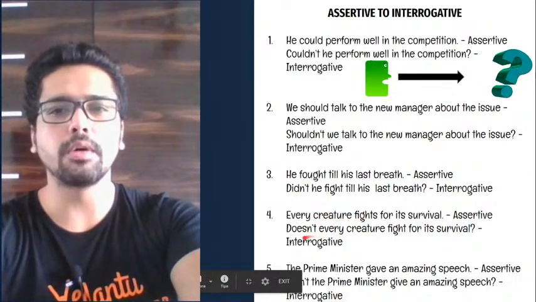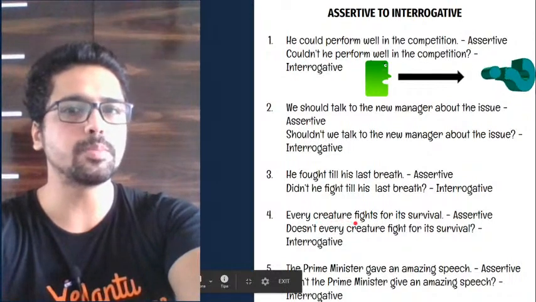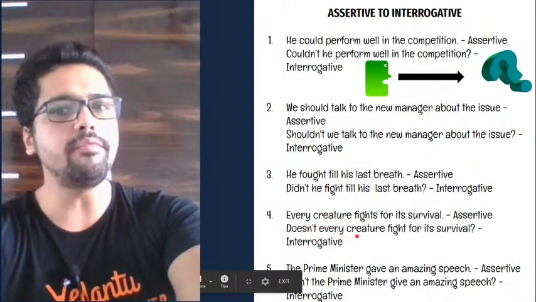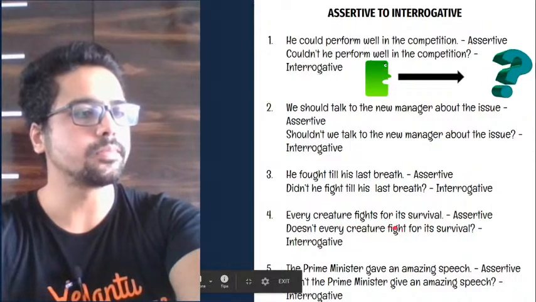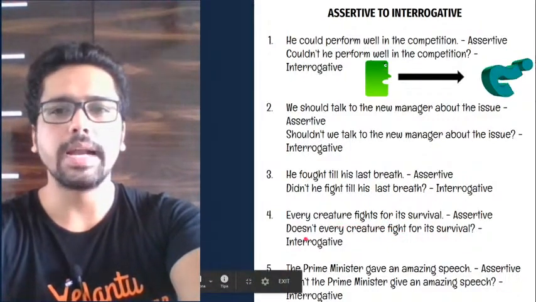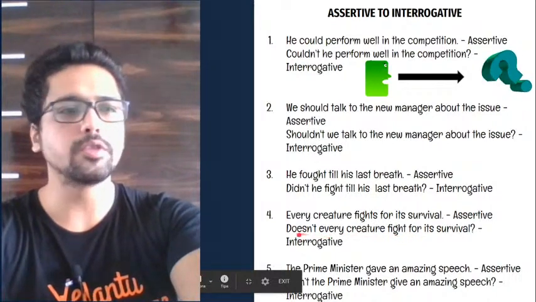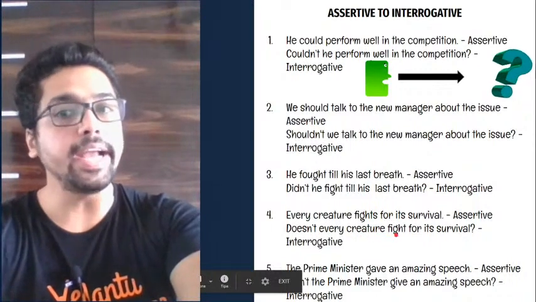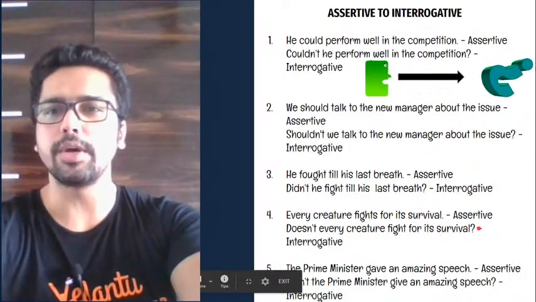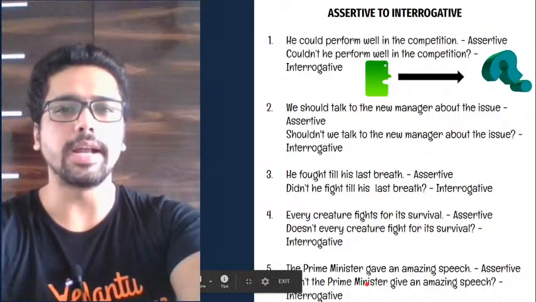So here we are using the auxiliary verb doesn't, because this is present tense. So doesn't every creature fight for its survival? Not fights, okay? Because we are already using does. So doesn't every creature fight for its survival? A question mark.